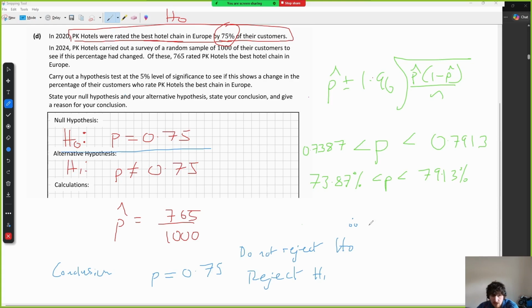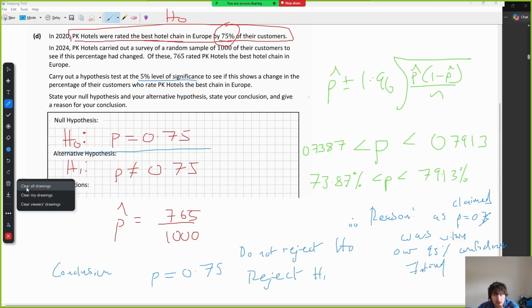I'm not going to spell it out on the Zoom here. Then you were asked for the reason for this. So the reason is that their claimed P equals 0.75 was within our 95% confidence interval. It's a bit annoying having to spell this out on the Zoom, but you get what I'm saying in verbal words. If their claimed P is within our interval, it means at the 5% level of significance, their claim is good. So H0 wins, it doesn't get rejected, and H1 gets rejected.